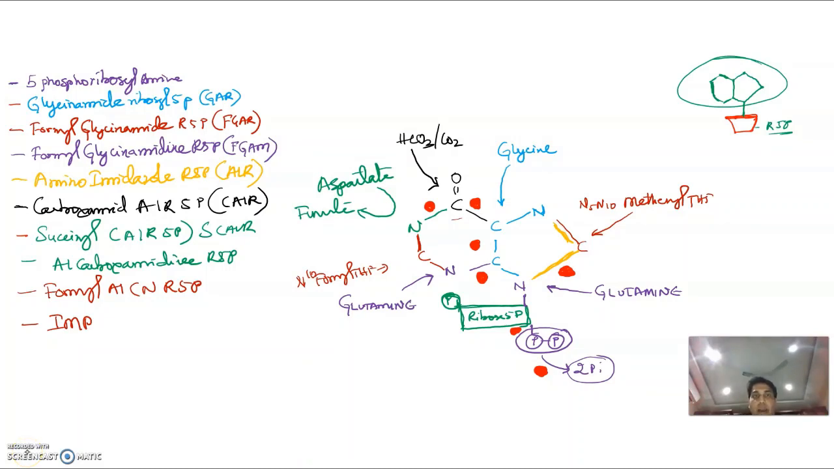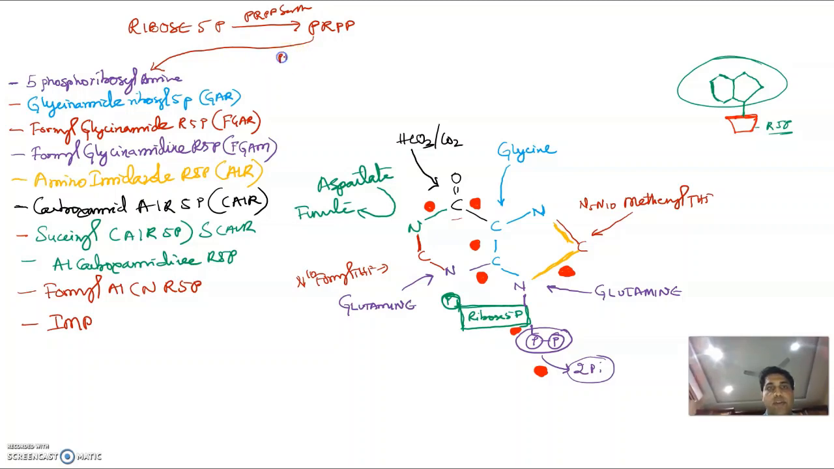Now let us go back. First there was ribose 5-phosphate. This ribose 5-phosphate was converted to PRPP by PRPP synthase. Now this PRPP was converted to 5-phosphoribosylamine in presence of the enzyme PRPP glutamyl amidotransferase. This is the rate limiting enzyme.